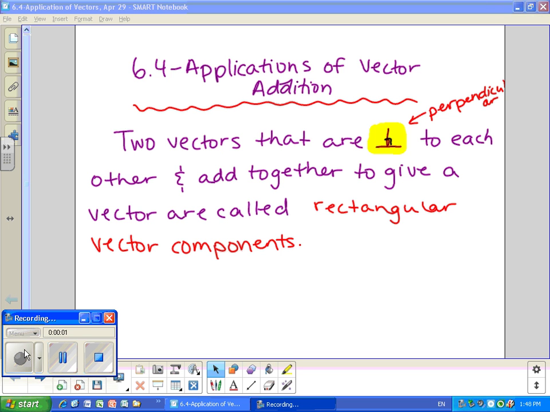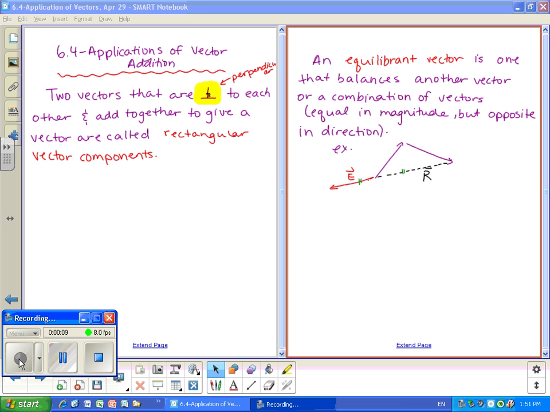So that's what we're going to do tomorrow. And you might be asked to do one not using components. Okay, so just like in chemistry, when you're trying to create a balance, you're trying to have an equilibrium, we actually have an equilibrant vector.